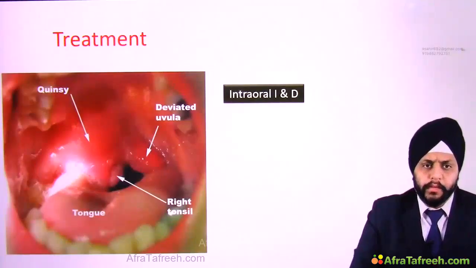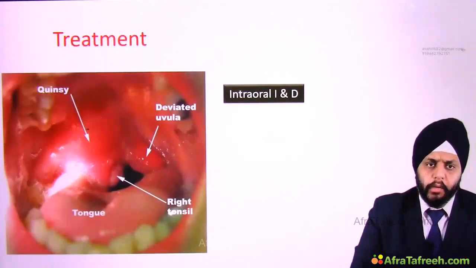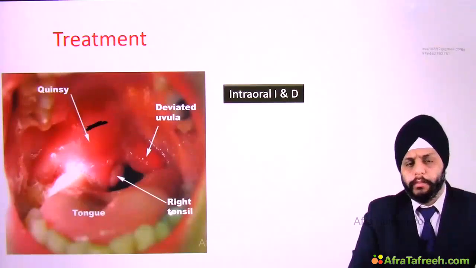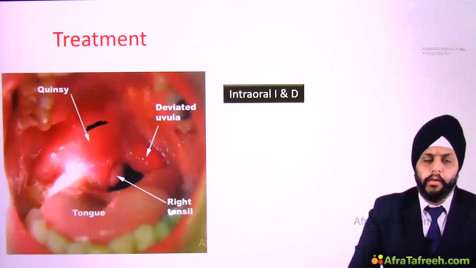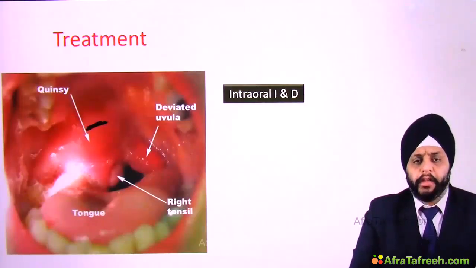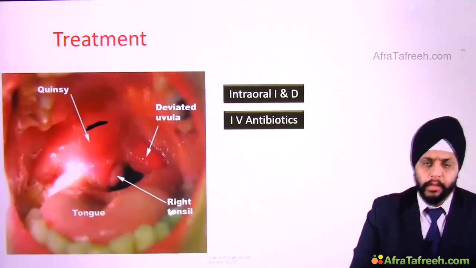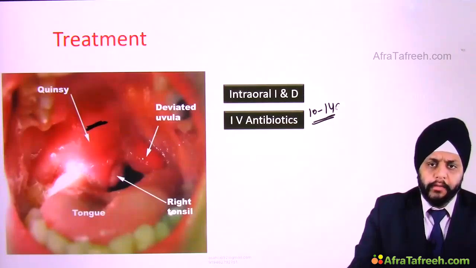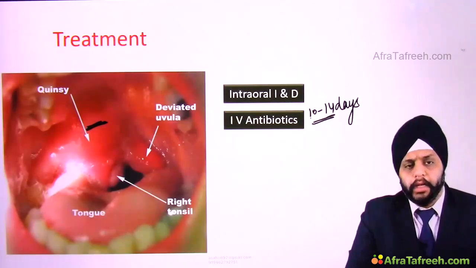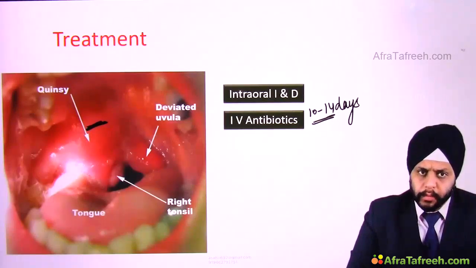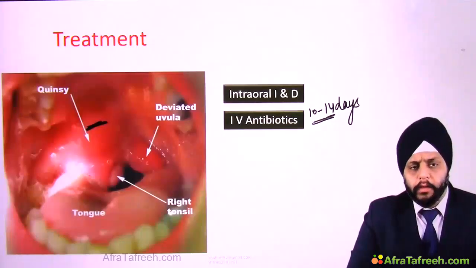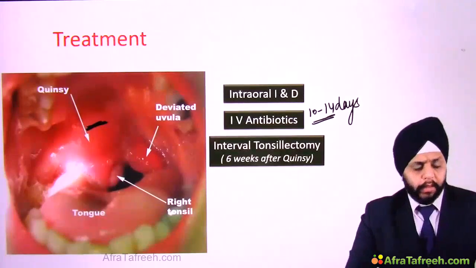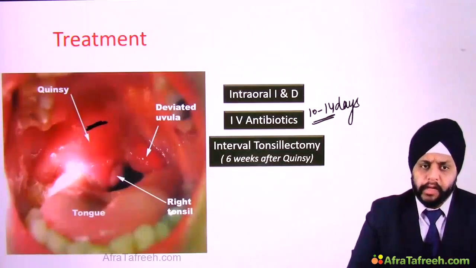Now where do we give this incision? We give it over here, near the superior pole. All right, number two, what else will we do? This is an infection, so we have to give IV antibiotics. These IV antibiotics we have to give for 10 to 14 days so as to achieve complete resolution of the infection. And in these scenarios we also advise the patient to undergo tonsillectomy, because the infection can recur.